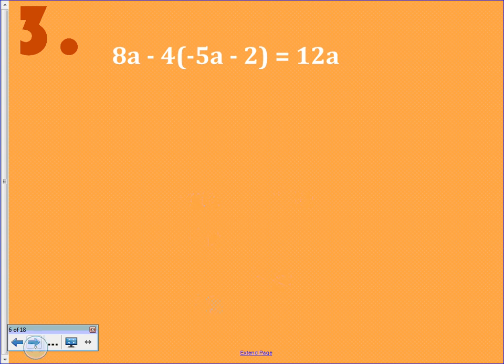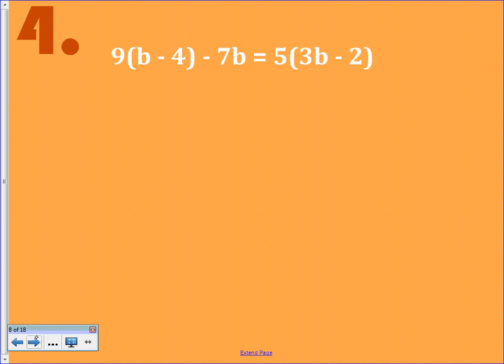So what I want you to do right now is pause the video and try number 3 on your own. So distribute that 4 in, combine your like terms, and you're going to have to figure out a way to get your a's on the same side, and then complete steps 3 and 4. Once you're done with that, I want you to go ahead and try number 4. I want you to simplify by distributing, getting all of your b's on the same side, and then I want you to go ahead and unpause the video and move on to the next lesson.